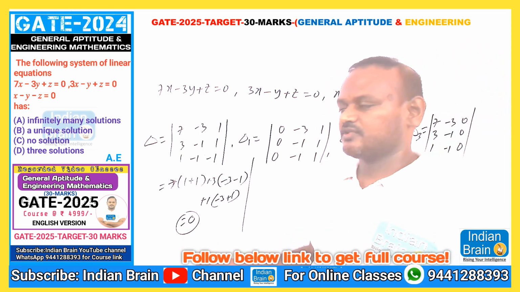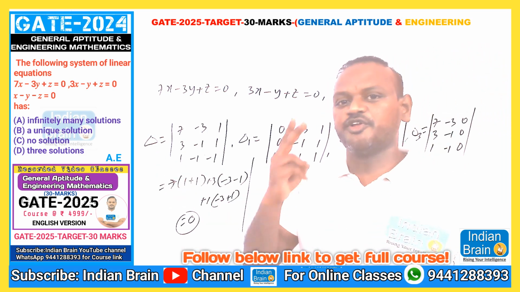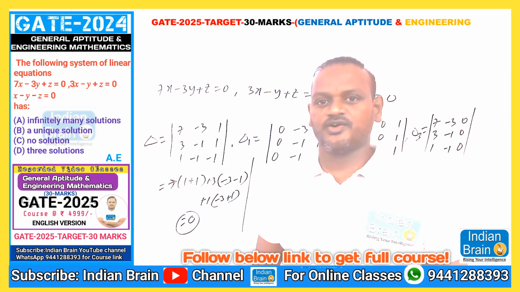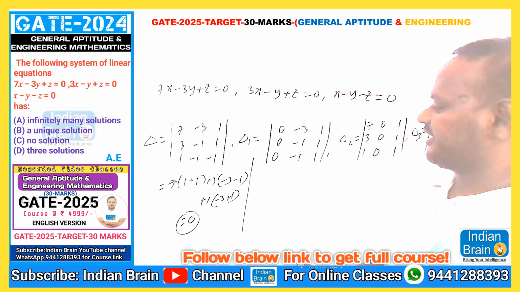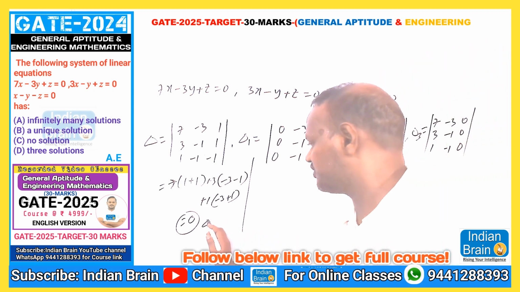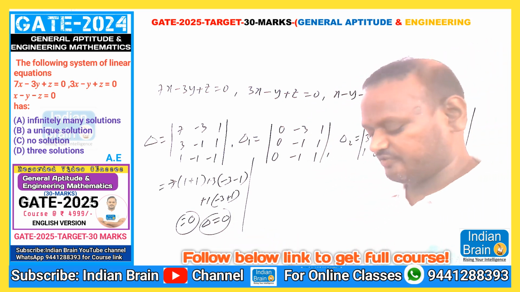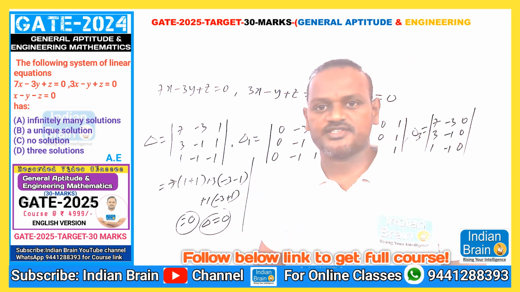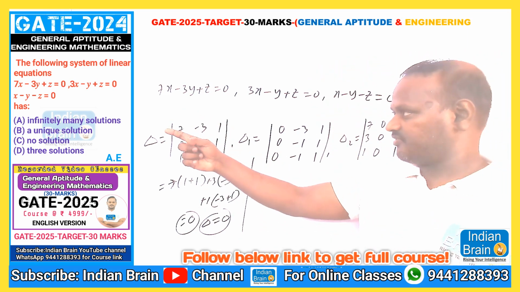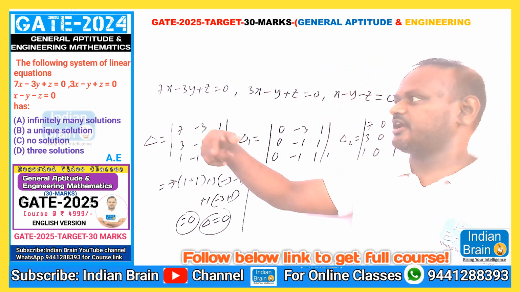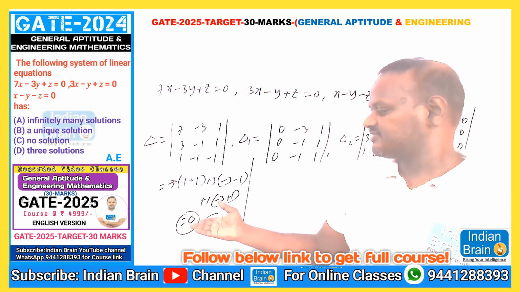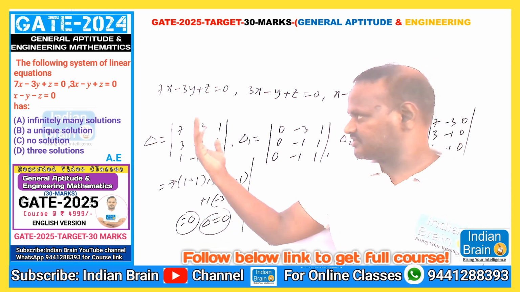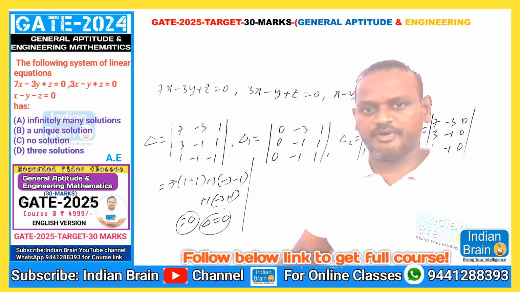Whenever you have 0, if the det value is 0, we need to go for two conditions. First of all, whenever you have delta value 0, det value is equal to 0, we'll have two different stories. First of all, we need to go for the delta 1, delta 2, delta 3 stories. Second option, a unique solution, is eliminated. Why? Because det equals 0. So option B is eliminated.